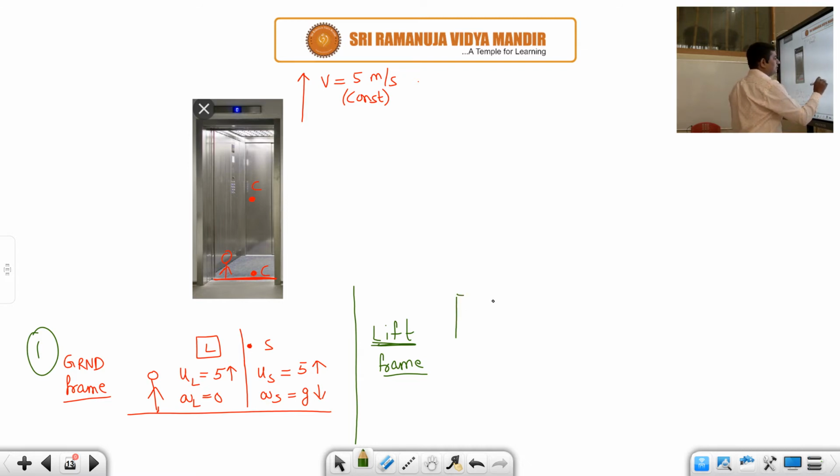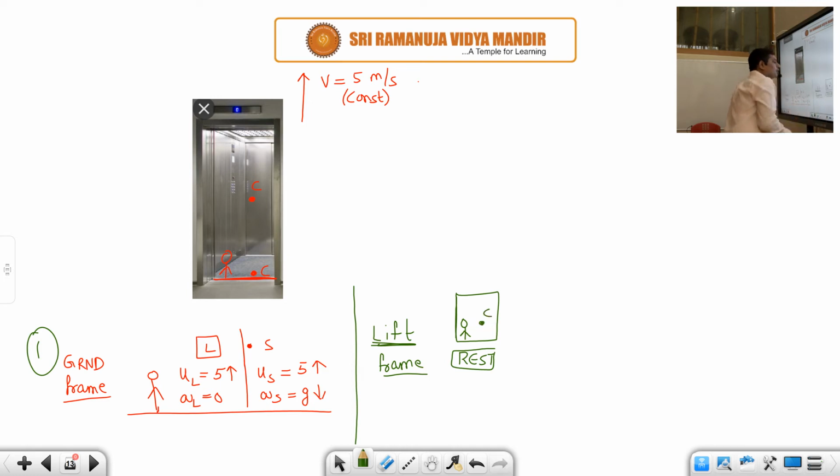Now I am standing on the lift. Let us say this is the lift. So that means now the lift is at rest. The lift is not moving. Now the coin which I am dropping inside this lift, I will draw it here. This is the coin.